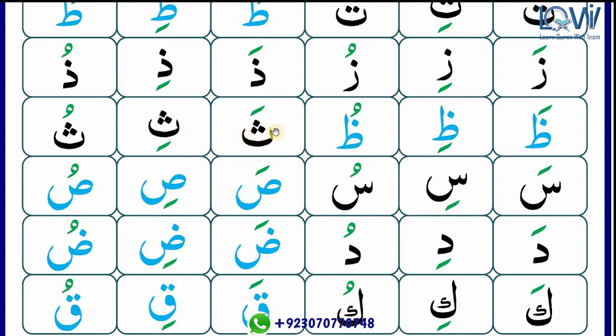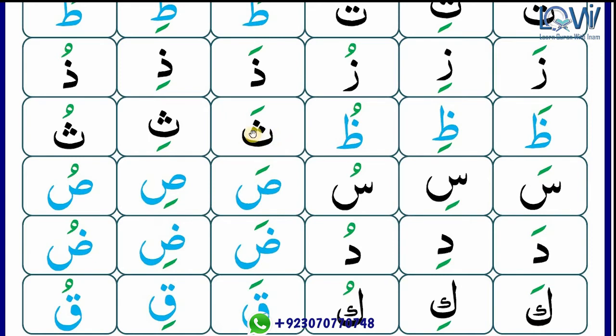Then tha. Tha is not a Safiria letter. That's why we can't read this letter with whistle sound. Okay, just seen and saw, these letters can be read with whistle sound. Za is also Safiria, but tha is similar. That's why we will have to read the tha letter without whistle sound.